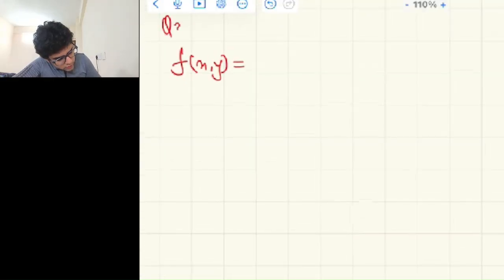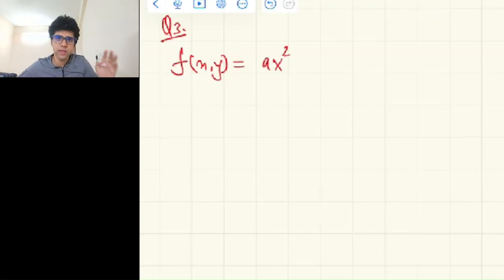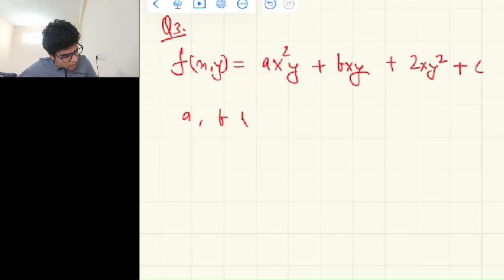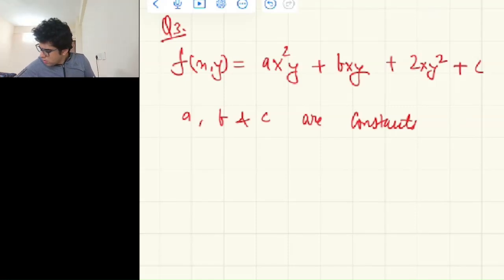Question 3 says: determine values of the constants a, b, and c such that f(x, y) equals a x squared y plus b x y plus 2 x y squared plus c. So this is our function. Determine values of the constants a, b, and c. So a, b, and c are constants, right? This is c.